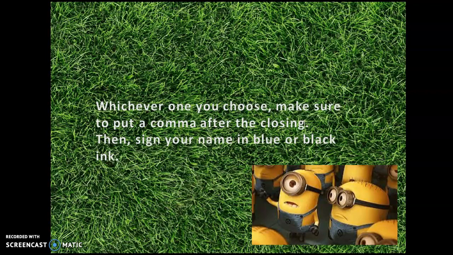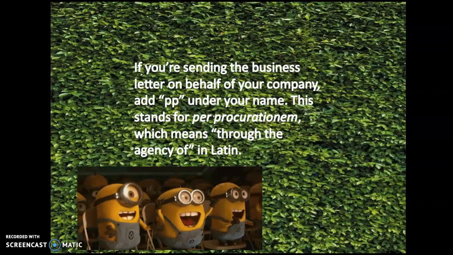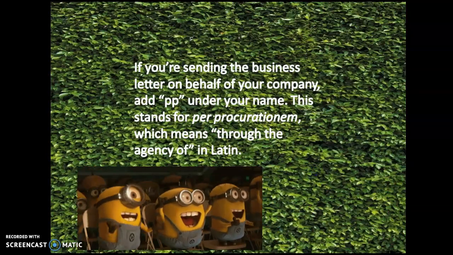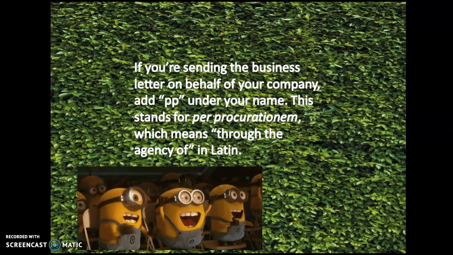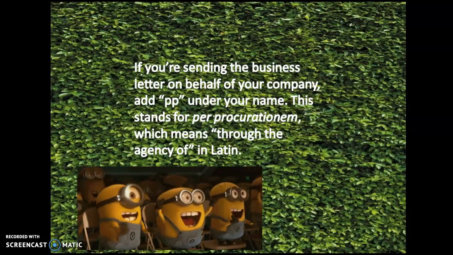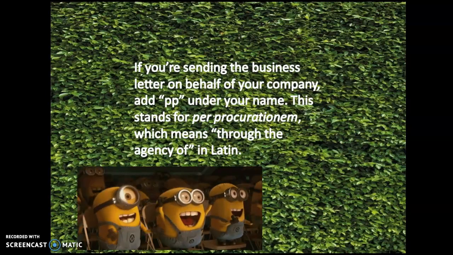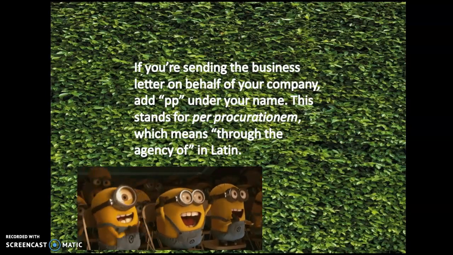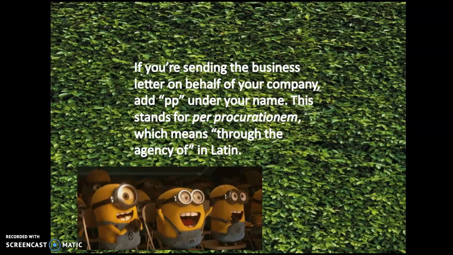If you are emailing the letter, upload a copy of your signature that you can paste into the letter after the closing. Then add your contact information, email address, cell phone number, and so on. If you are sending the business letter on behalf of your company, add PP under your name. This stands for per procurationem, which means through the agency in Latin. By ending your letter this way, the recipients know that you are speaking for your company and not just for yourself.